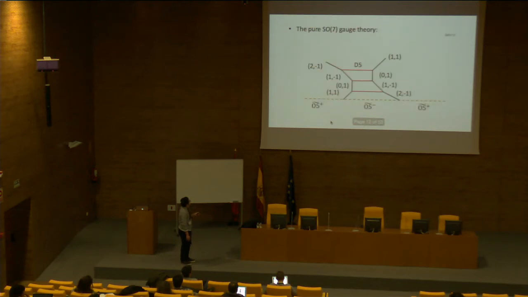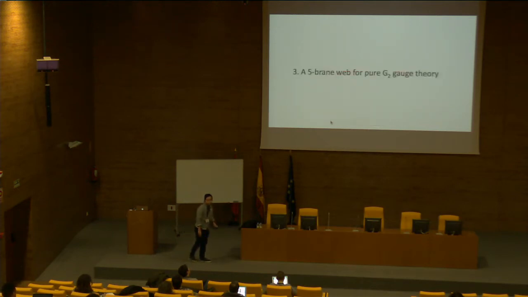I'm going to write one example by using this orientifold. This is a web diagram for the pure SO(7) gauge theory. So we have 3 color D5 lines on top of an O5~- plane. 3 color D5 lines on top of an O5~- plane give rise to the SO(7) gauge group. So this is some basics of the construction of 5-dimensional gauge theory by using a 5-brane web diagram, including an orientifold 5-plane. So now let's try to construct a G2 gauge theory by using this 5-brane web diagram.